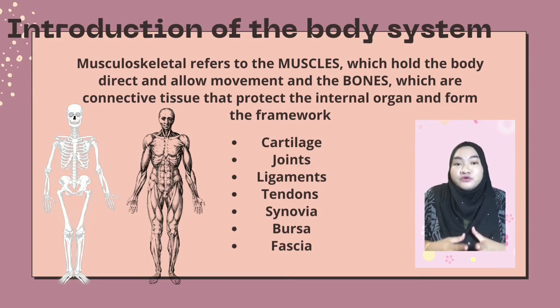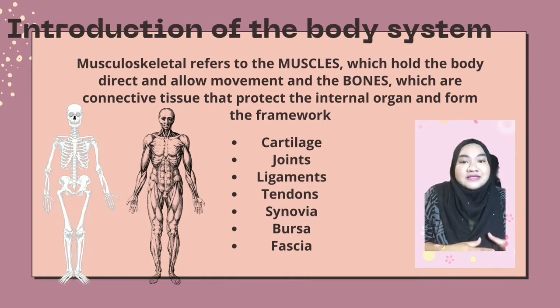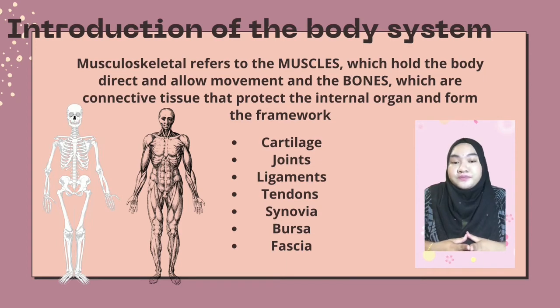Cartilage is a smooth, non-vascular connective tissue that comprises the more flexible part of the skeleton, such as the outer ear. Joints allow for bending and rotating movement. Ligaments are bands of connective tissue that connect the joints. Tendons connect muscle to bone.